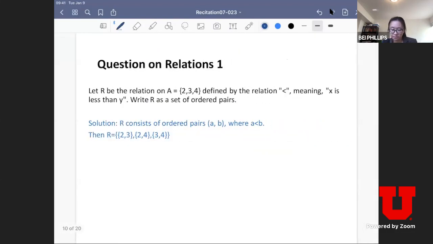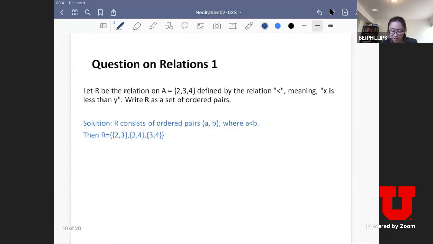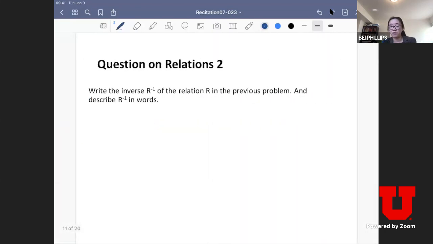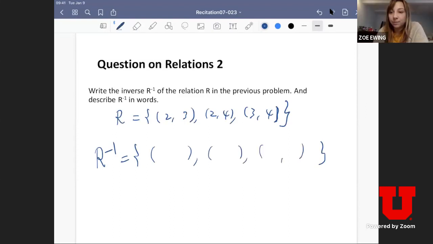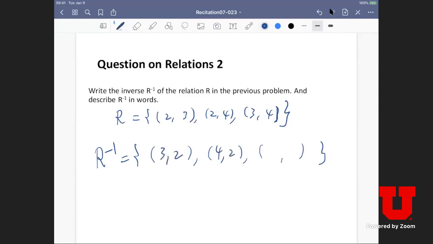Well, the next question, so of course I type it here. Next question, what is the inverse of this relation? And describe it in words, right? Remember the previous relation is 2, 3, 2, 4, 3, 4, in parentheses. What is the inverse relation? Do I have a volunteer? Go ahead, Savine. It would be 3, 2, 4, 2, and 4, 3.